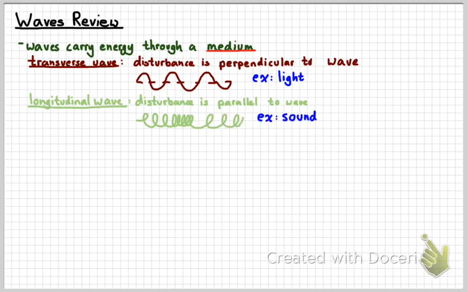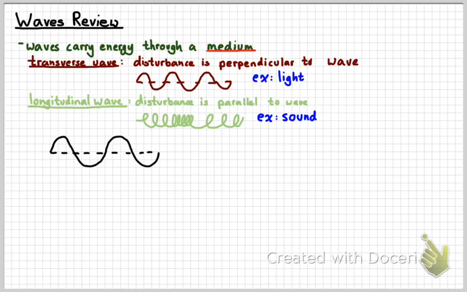To actually draw something like that, you would have to draw the medium itself. So if you remember your lab where you were using the snakies out in the hallway, you pinched together some coils and let go of them. That created compressions and rarefactions, and you had a longitudinal wave.